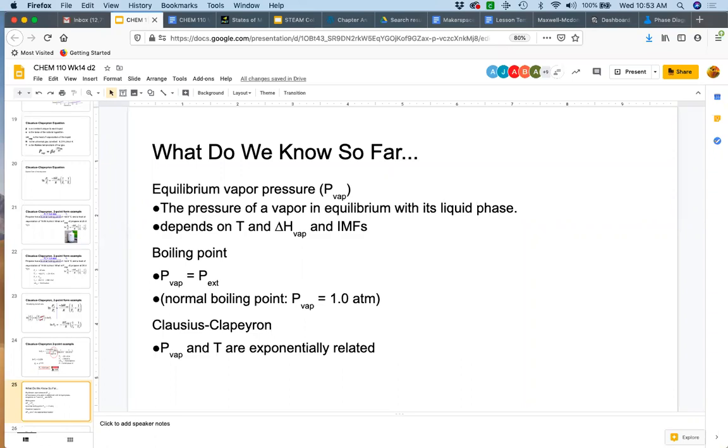So the pressure of a vapor in equilibrium with its liquid phase, and it's dependent upon temperature, delta H, and our intermolecular forces. We talked a little bit about boiling point. So boiling is when the vapor pressure equals the external pressure.